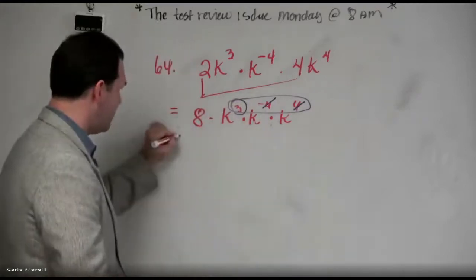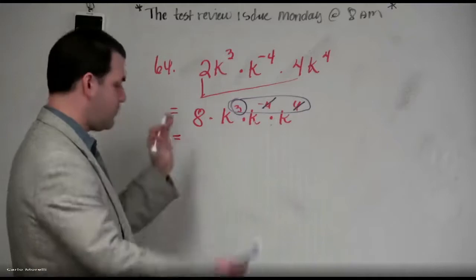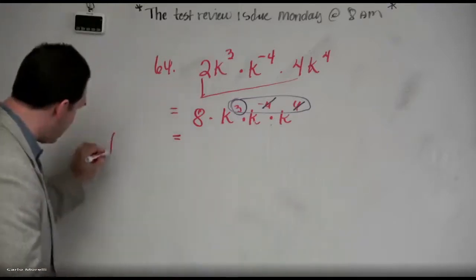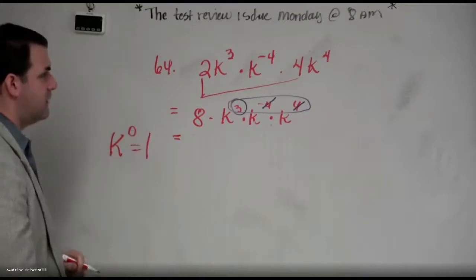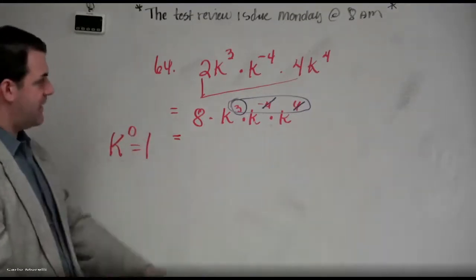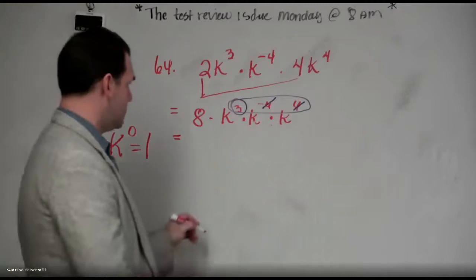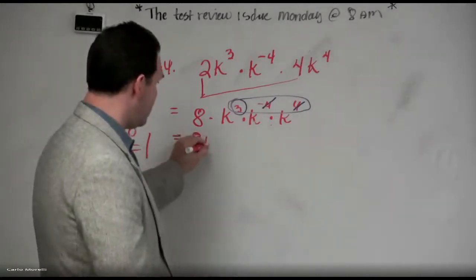So the final answer is going to be, I should explain that k raised to the power of 0 equals 1. Okay, so that's why I'm saying they eliminate each other. And you end up with 8k to the 3rd.